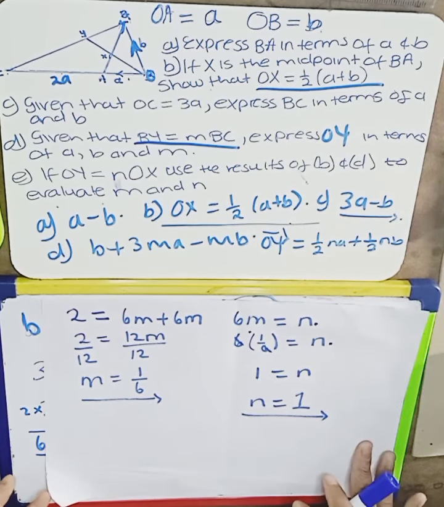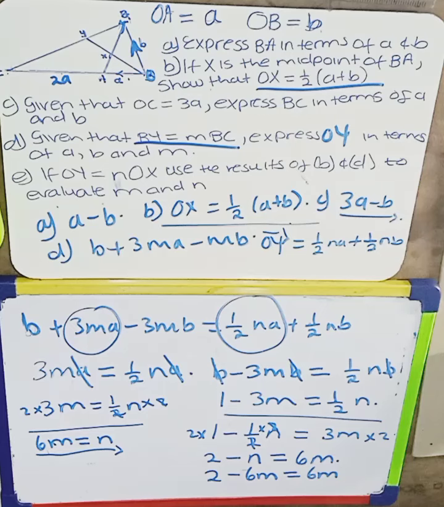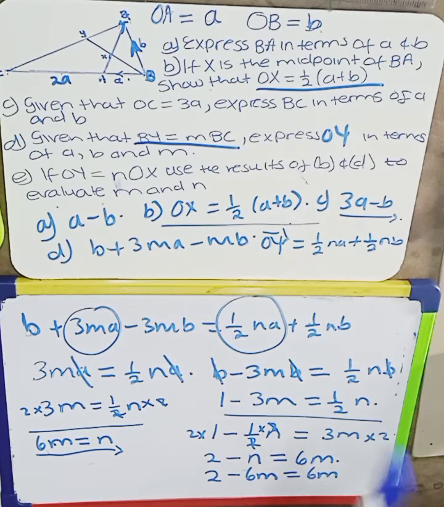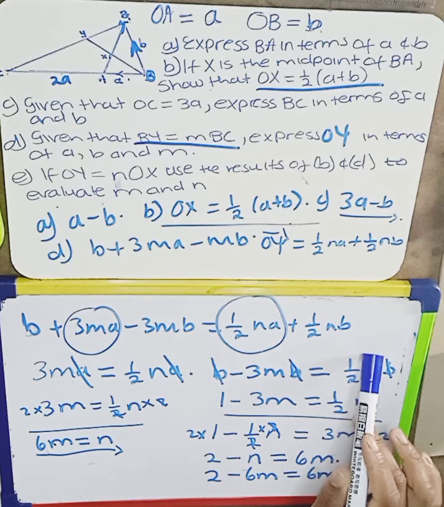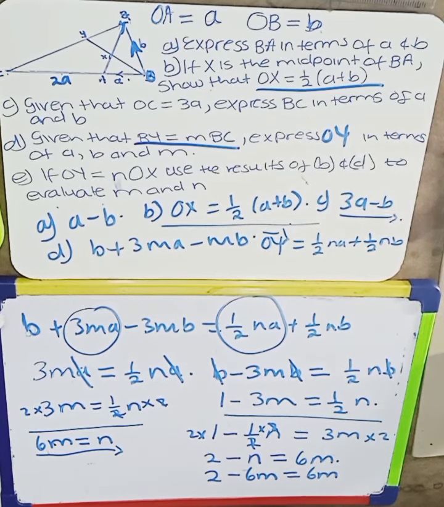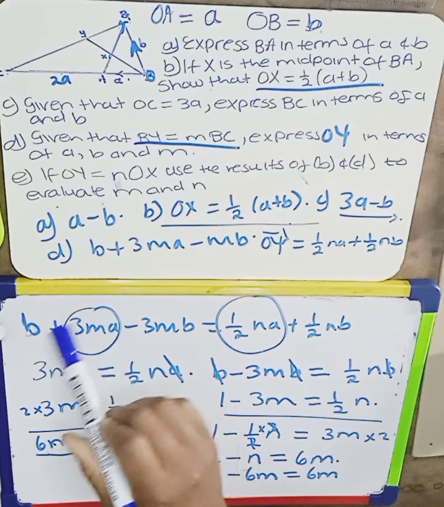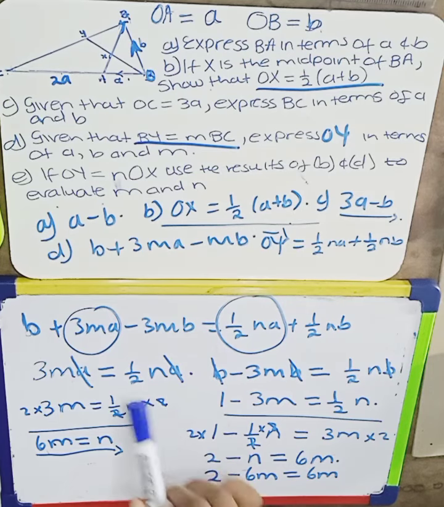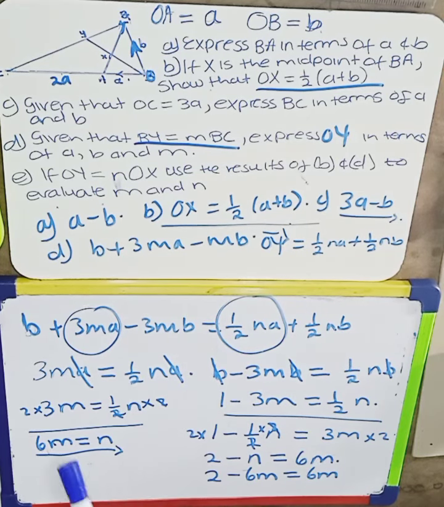Okay, I will try and explain it again. So what did we do? We equated the two OYs. For our answer for D, we said B plus 3MA minus 3MB should be equal to half NA plus half NB. And I said, let's take the vectors in A together. On the left side, we have 3MA. On the right, we have got half NA. We equated them together. And we said, let's ignore the vector. We will remain with 3M is equal to half N. Let's get rid of the fraction. We multiplied by 2. We remained with 6M is equal to N. That was our equation in terms of N.